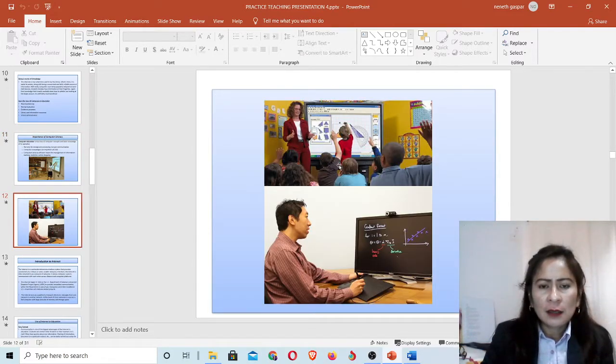Next. Okay, so the mentor is in front, explaining the image in the projector.